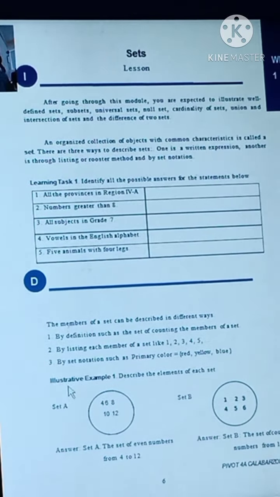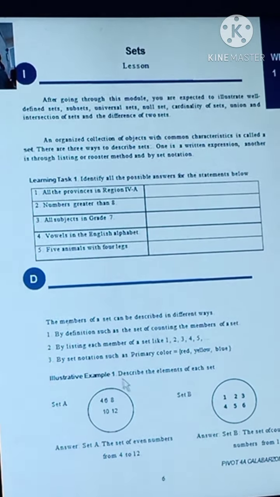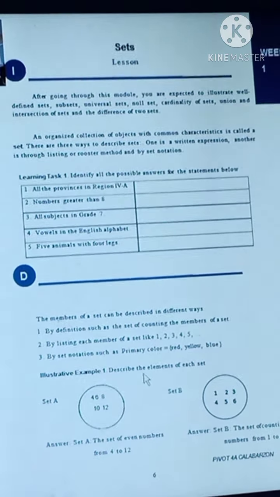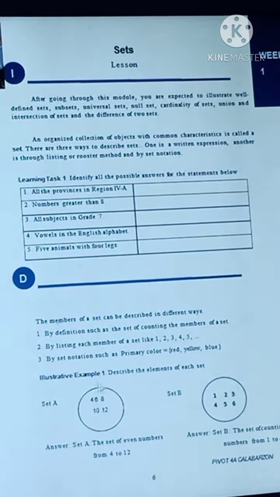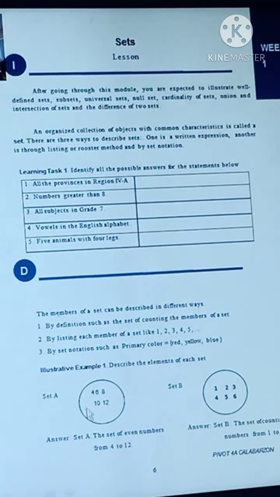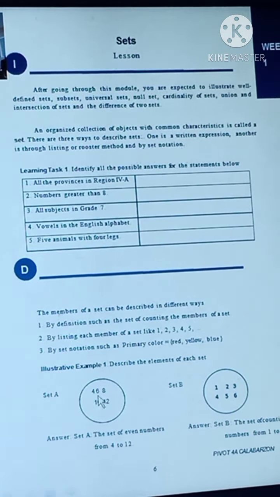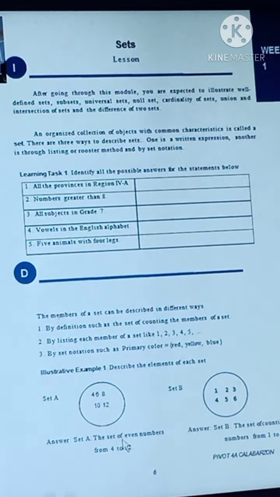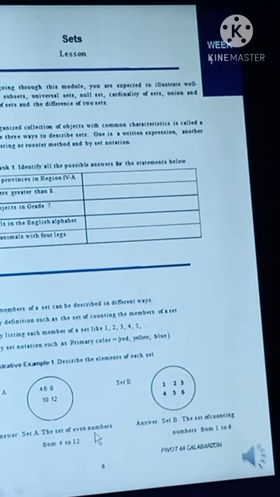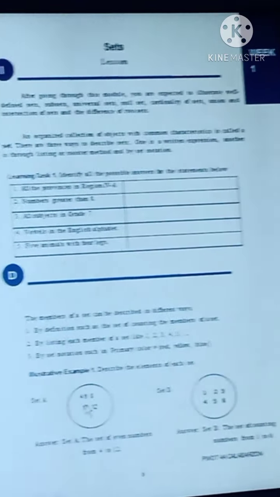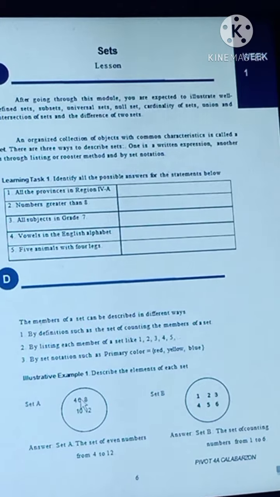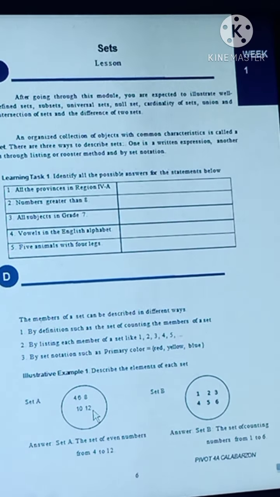So, we will have here illustrative example number 1. You write it also in your notebook for you to study. Describe the elements of each set. Set A, found inside the circle, you will have 4, 6, 8, 10, 12. So, your answer: set A, the set of even numbers from 4 to 12. Since it starts at 4 and ends with 12, all these are what we call the elements of the given set.